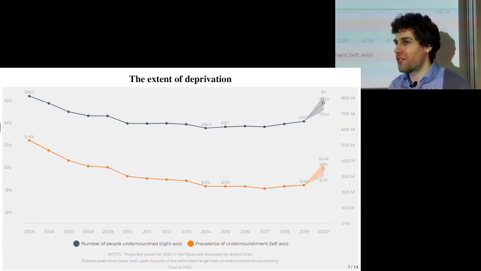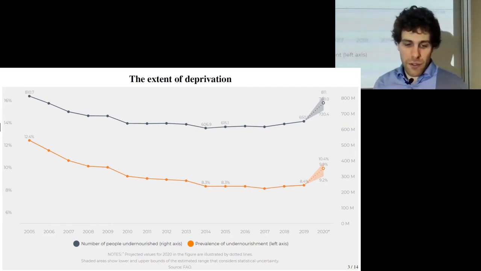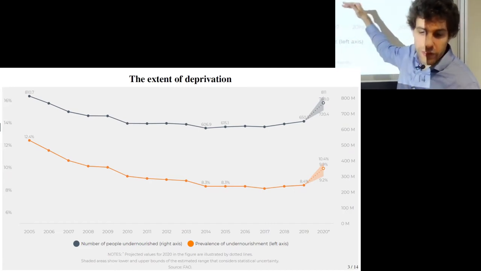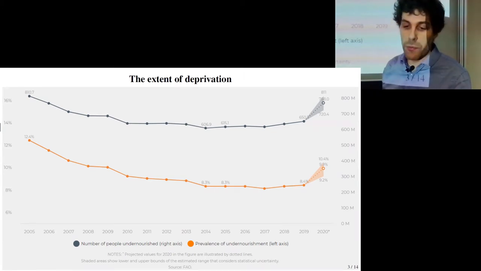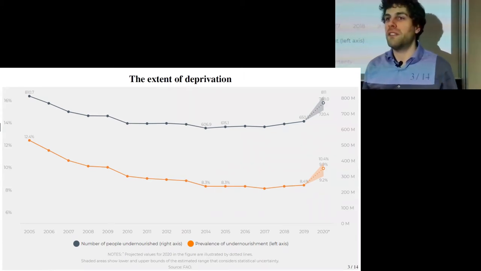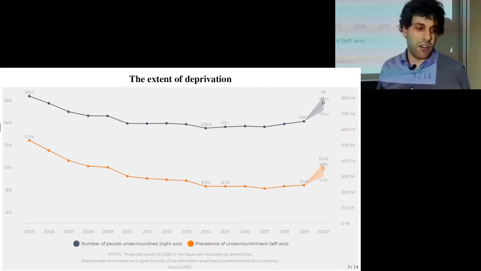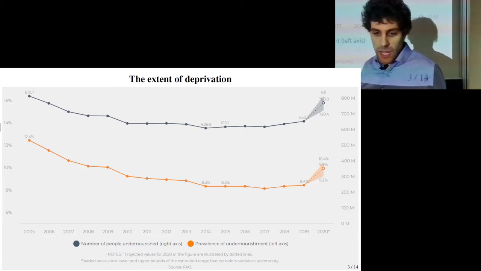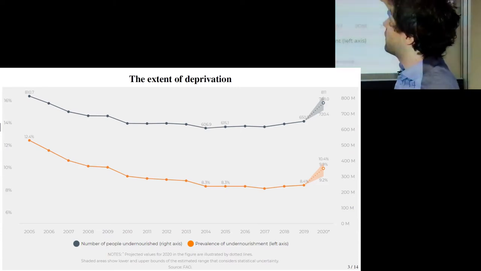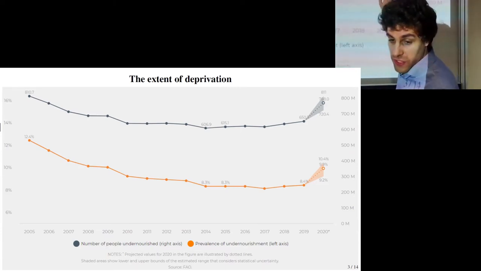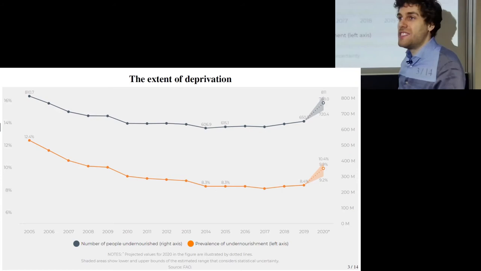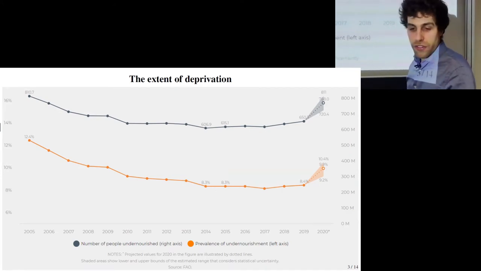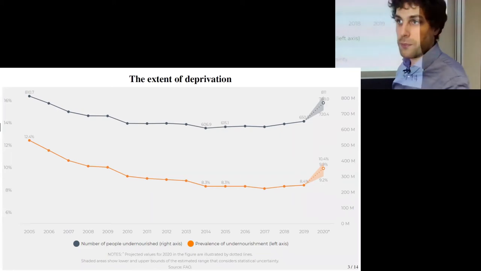Now let's turn to other measures of deprivation. In blue, the number of people that are undernourished, and in orange, the share of people in the world population that are undernourished. Undernourished means that you don't have enough nutrients or calories in your daily food. You see that in the last years it has stagnated, and due to the COVID crisis, it has increased to 770 million people that are lacking sufficient food. It's about 10% of the global population.